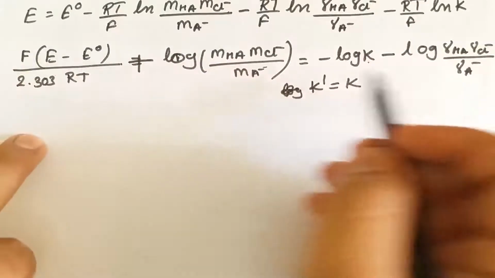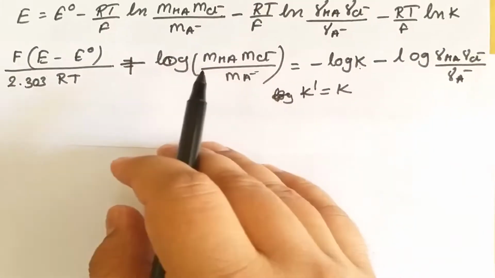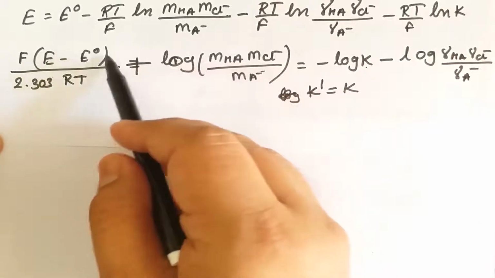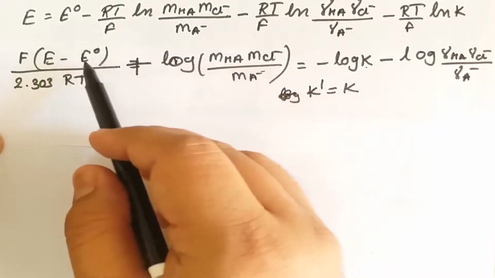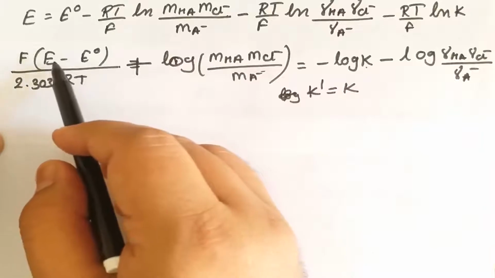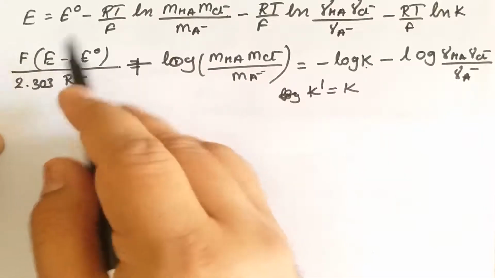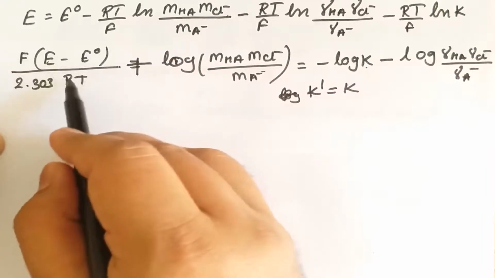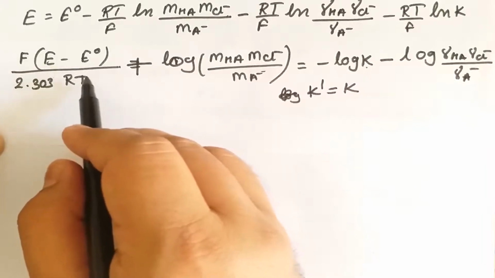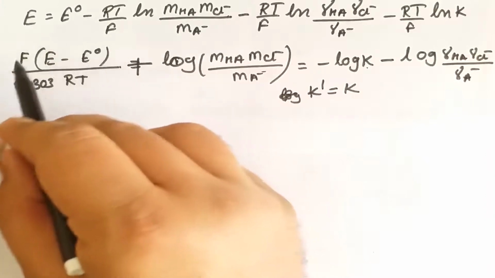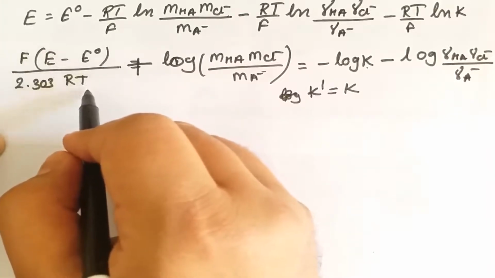So in this particular relationship, by setting up cells of various concentrations, the value of E0, that is the standard potential, is already known. With the help of potentiometer we can measure the different values of E. F is our Faraday's constant, R is the gas constant, and T is the temperature of the system, that is known. So the value of this particular term can be calculated.